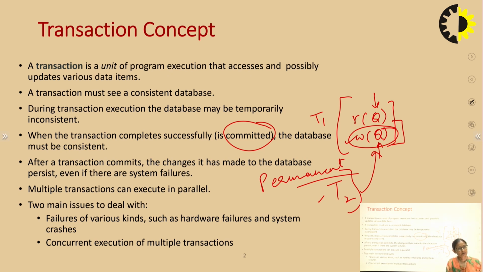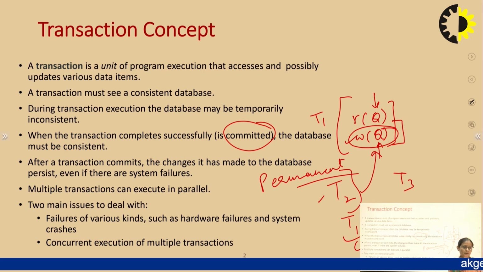Multiple transactions can execute in parallel. That is, if I have transactions T1, T2 and T3, they may execute in parallel, that is, they are executing together. Because all these are running concurrently, concurrency issues may arise. So what are the issues that need to be addressed at that time?